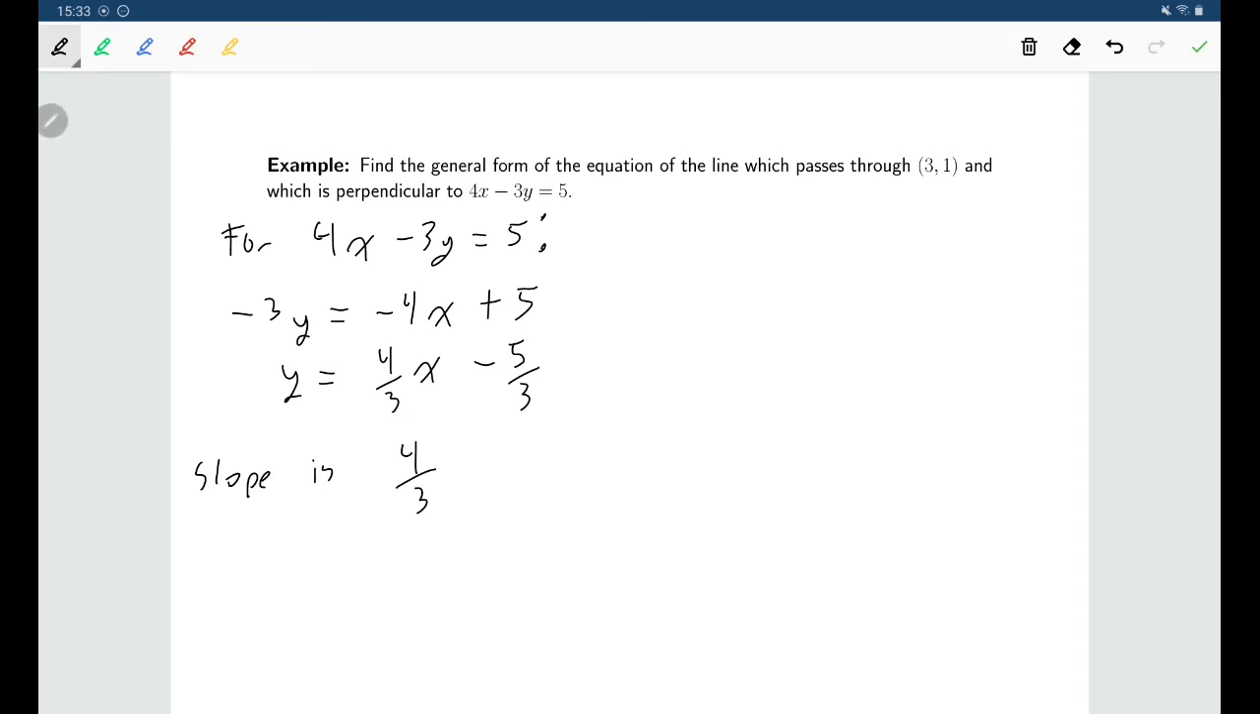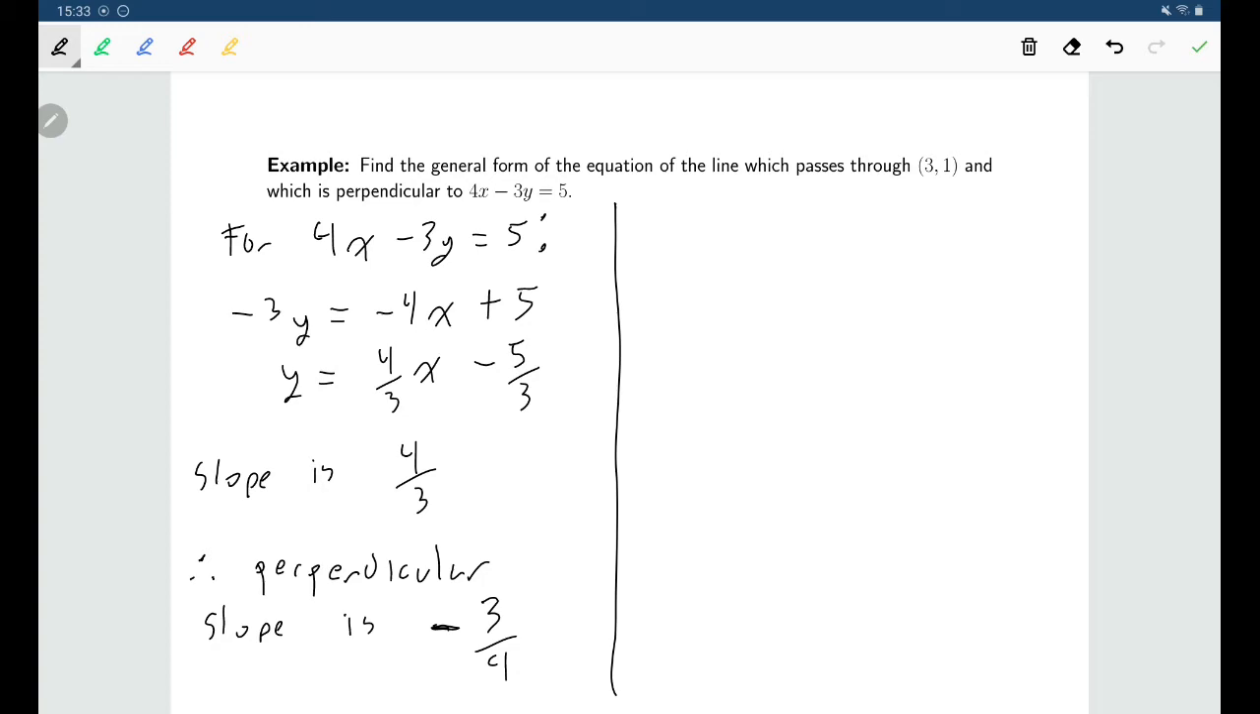So that means that if we're thinking about a perpendicular slope, that should be the opposite sign, so negative, and the reciprocal, negative 3/4. Okay, so we know then the line that we're interested in is supposed to have a slope of negative 3/4 because that would be the perpendicular slope. And we also know what point it passes through, so we can create our equation of our line.